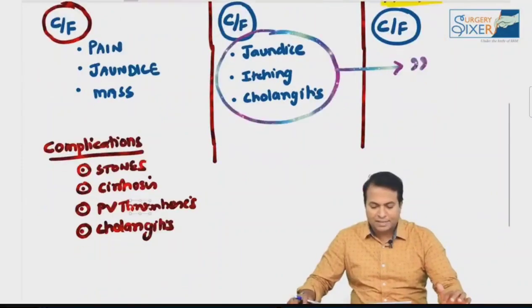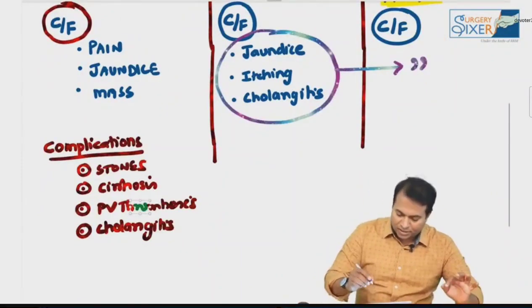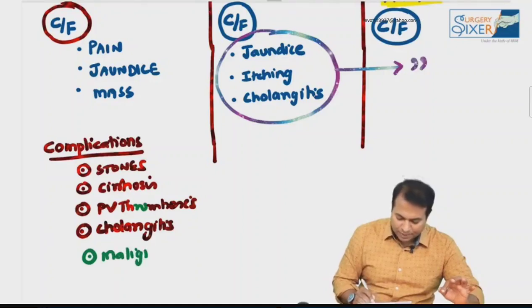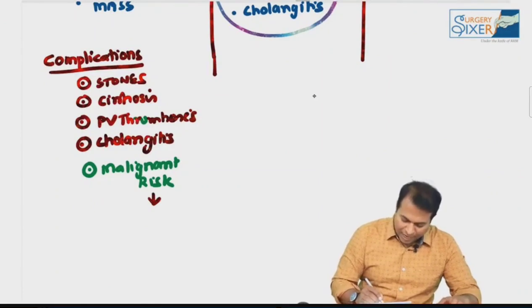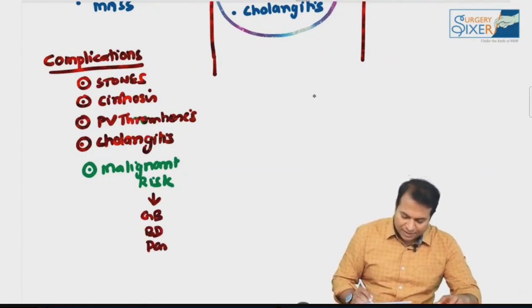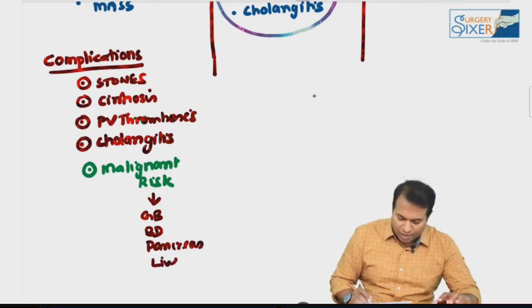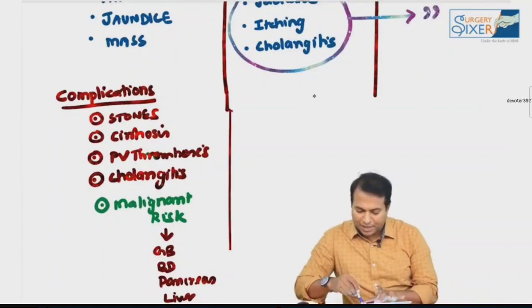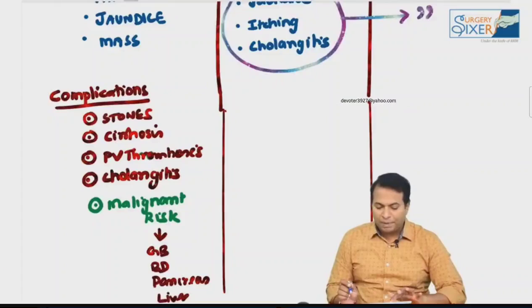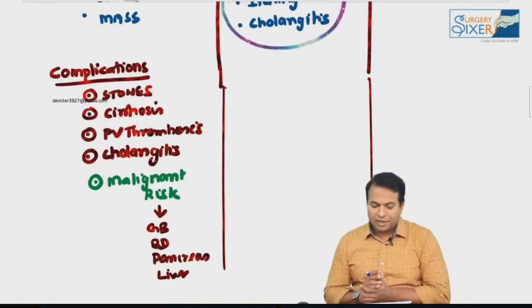What else will happen in these cases? We are very much worried because of the high malignant risk in choledochal cyst. They can develop cancer in the gallbladder, bile duct, pancreas, and liver. Please don't forget, they can develop malignancy in all these places. This is a very important point you should not forget. So the complications of choledochal cyst are stones, cirrhosis, portal vein thrombosis, cholangitis and malignant risk.